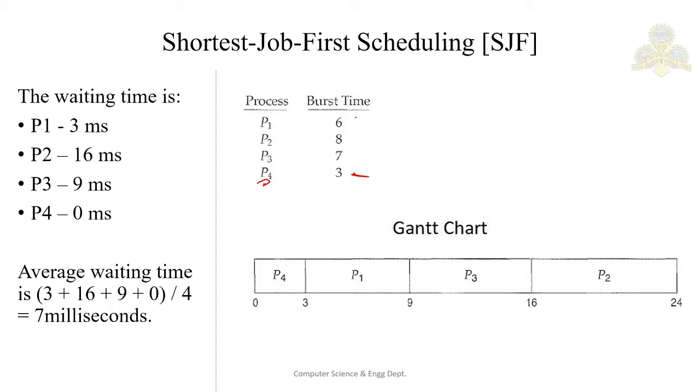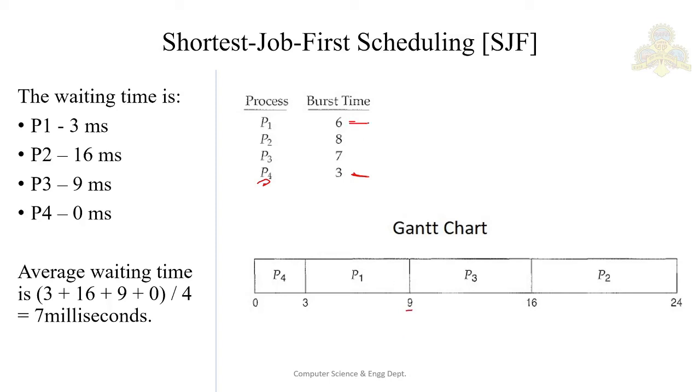Next check which process has the smallest burst time. Compare 6, 8, 7. Which is smallest among these? So 6 is smallest, right? In the Gantt chart represent P1 next. You represent it like this, P1 here, and then how much time does it need for completion? 6, right? So 6 plus 3, 9 over here.